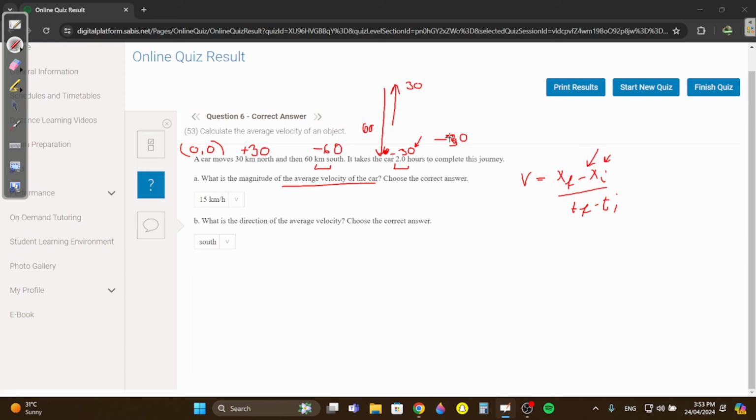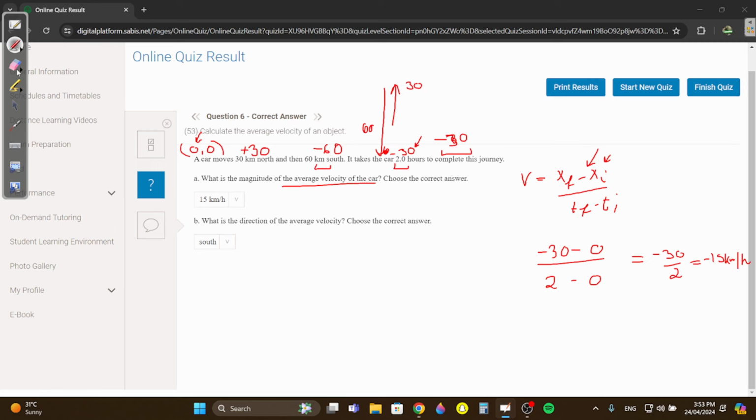If you want to use the formula, you have to use this way. You have to use your final as minus 30 and your initial as 0, because you're starting at 0. Okay, so you could use your final as minus 30 minus 0 over time final, which is obviously 2 hours minus 0 hours. You get minus 30 over 2, which is minus 15 kilometers per hour.